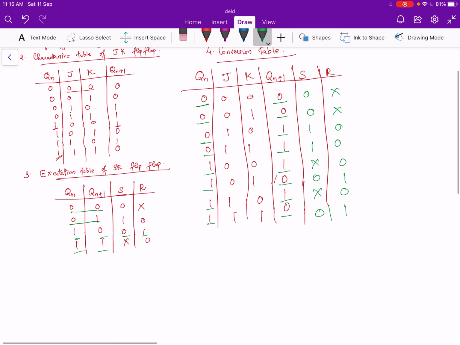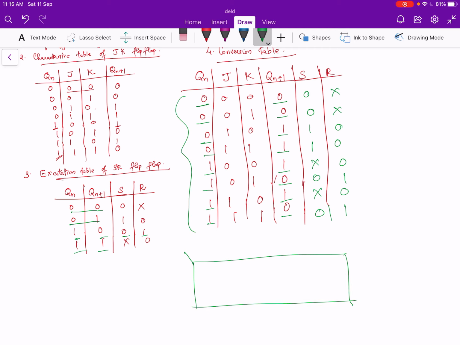So there are 8 combinations. So we'll be drawing a 3-variable kmap. So there will be 8 cells. So we are drawing a 3-variable kmap, Qn J K. 0 0, 0 1, 1 1, 1 0, and this is 0 and 1. So correspondingly we can mark the entries corresponding to Qn J K 0 0 0.